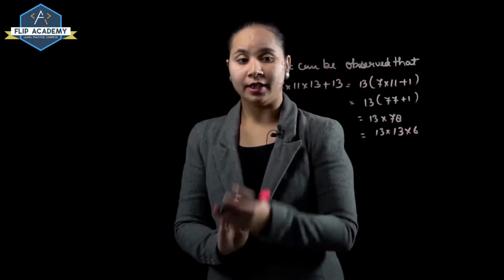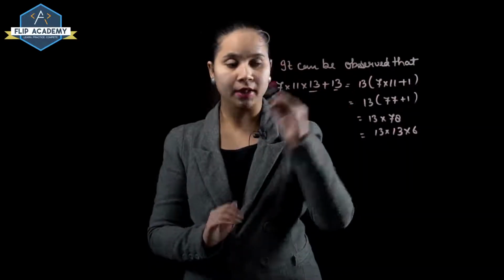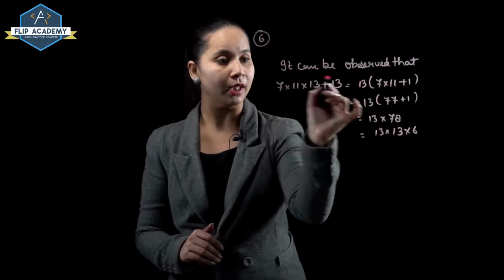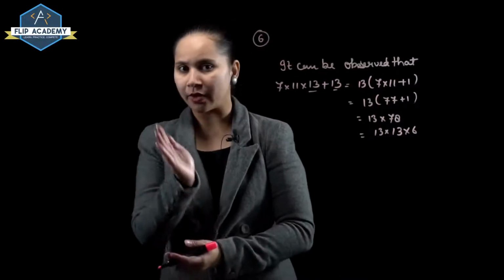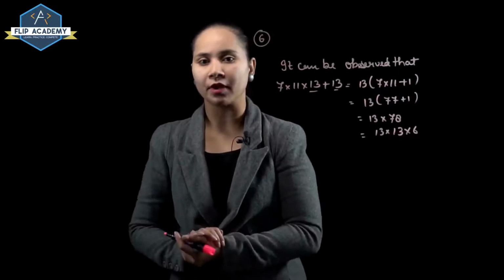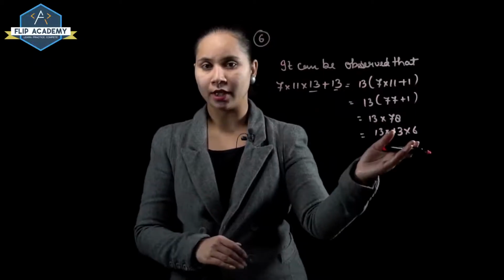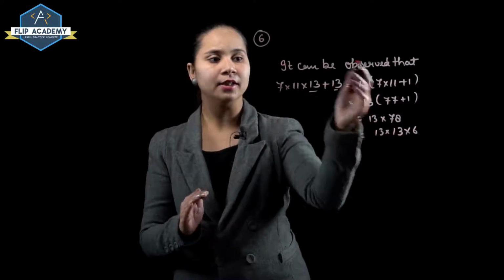Now come back to the question. Now it can be observed that 7 into 11 into 13 plus 13. Student, here we took 13 common. How much will it come? 7 into 11 plus 1. 7 into 11 will be 77. Adding 1 to 77, it will be 78. And the prime factors of 78 are 13 into 6.